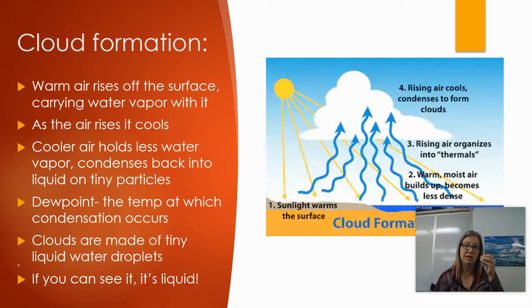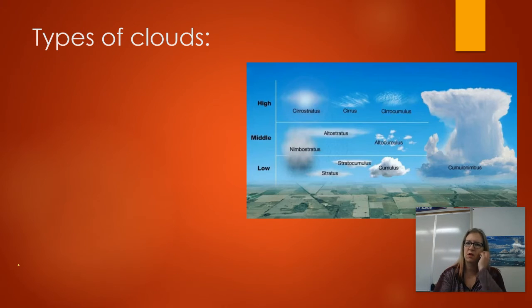When those droplets get big enough, then they fall as precipitation. But when they're that small, they just kind of hang out up there. If you're boiling water on the stove and you see steam above it, that's actually liquid water as well. If you can see it, it's a liquid, all right?